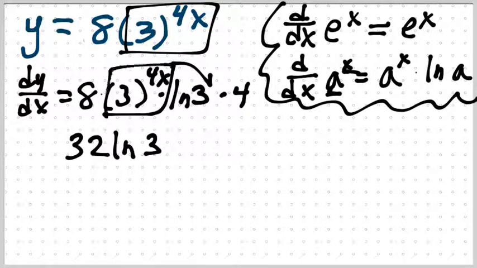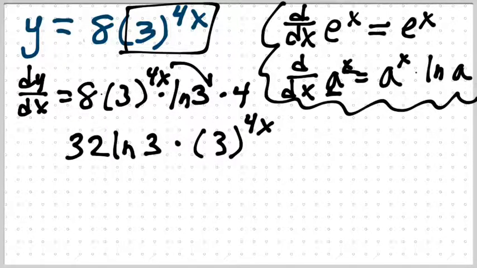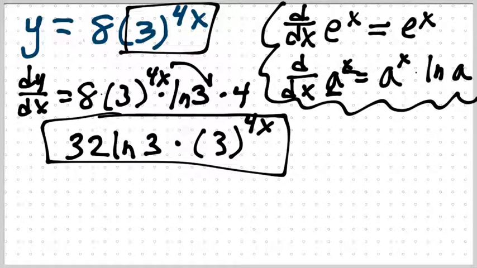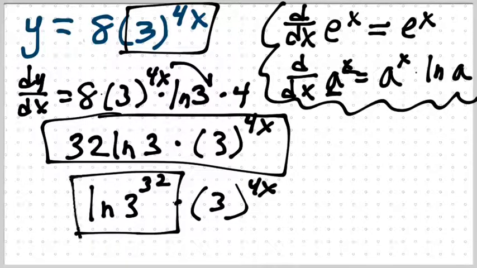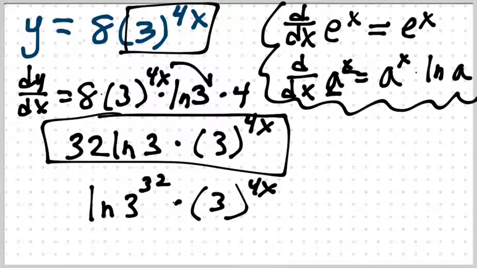And then this is the variable part, the exponential part. That'd be times 3 to the 4x. Typically, we could write this as ln of 3 to the 32nd power times 3 to the 4x. The reason we do this is a single number, and it's usually best to have a single coefficient out there for exponentials. But again, the boxed-in answer is perfectly fine.